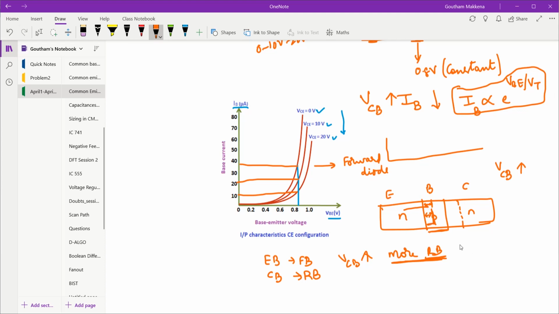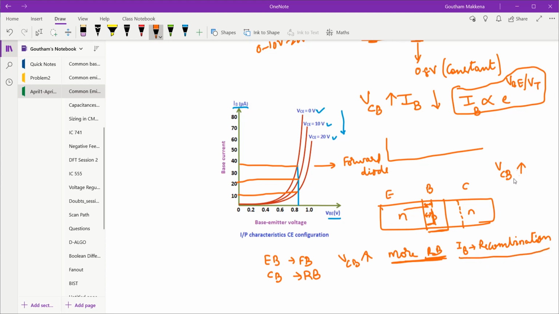IB is nothing but the recombination current. We know that from the transistor lecture. What is recombination current? These electrons from the emitter recombine with the holes of the base and form a current. That is nothing but IB.